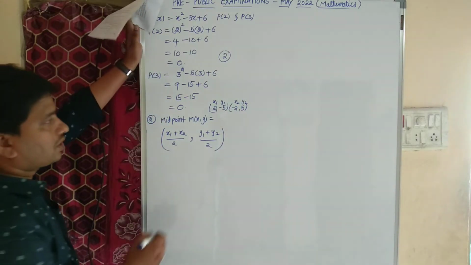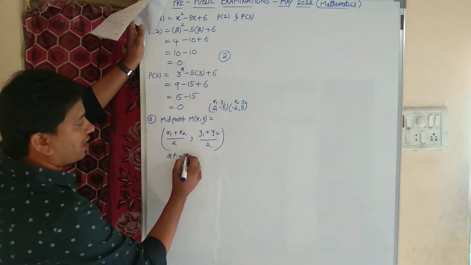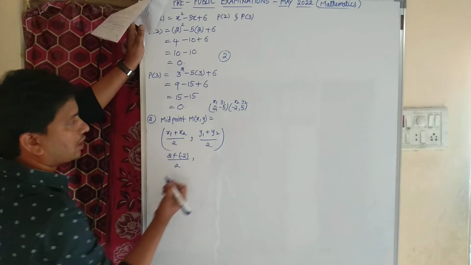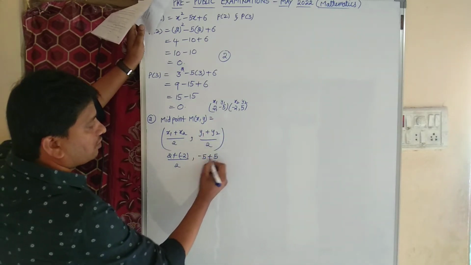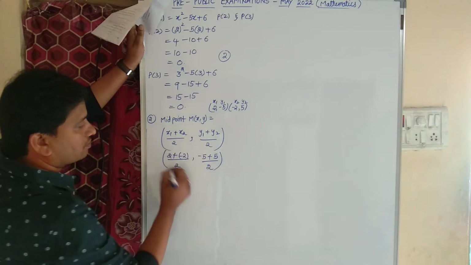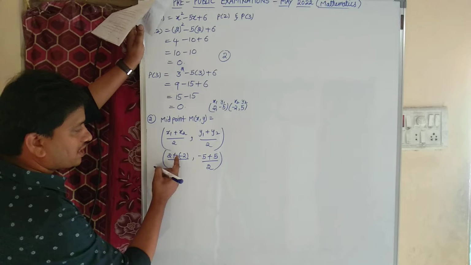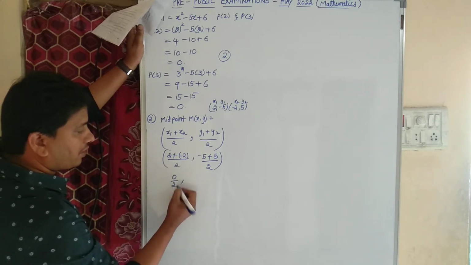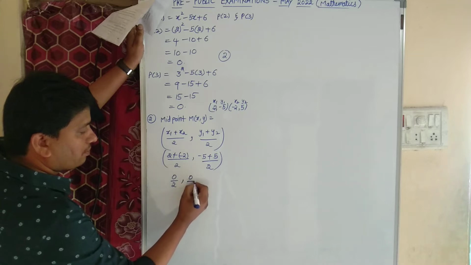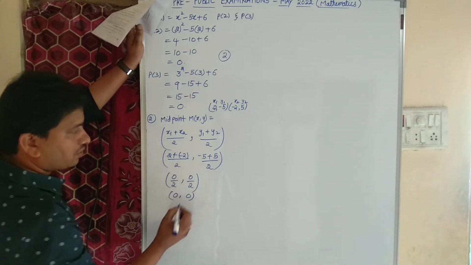Okay children. So x1 value 2 and x2 value -2, by 2, comma, y1 value -5 plus y2 value 5, by 2. So 2 plus -2, plus into minus, children. 2 minus 2 implies 0 by 2. -5 plus 5 implies 0 by 2. 0 by 2 is nothing but 0, 0.